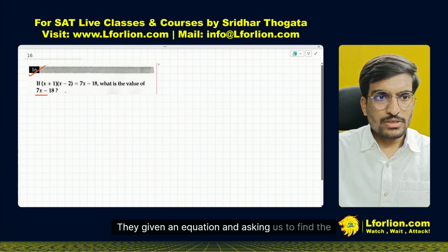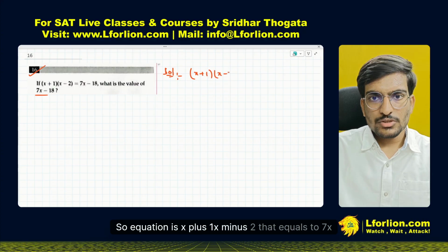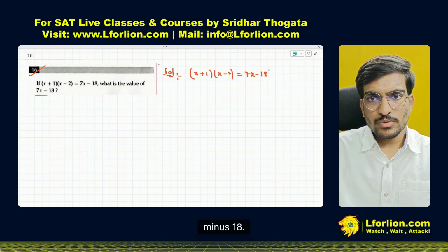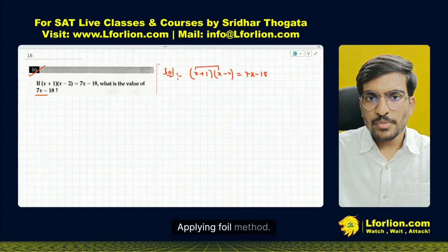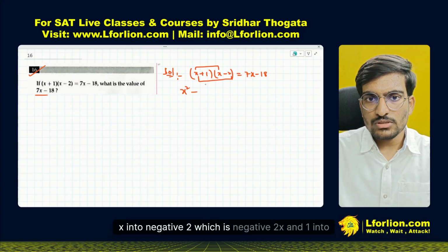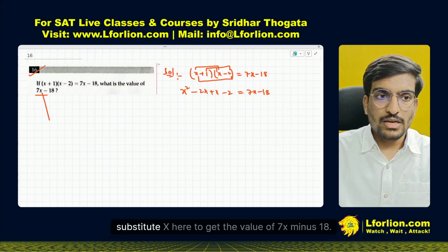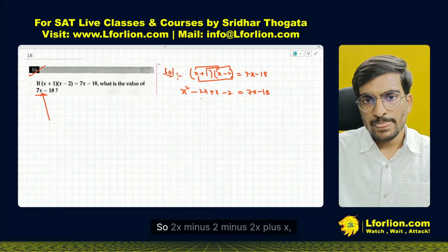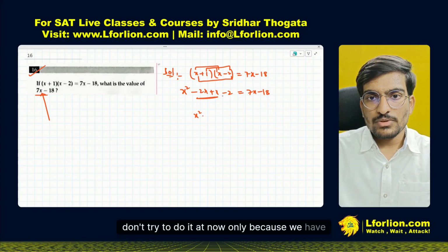Question 16. They give an equation and ask us to find the value of 7x minus 18. The equation is x plus 1 times x minus 2 equals 7x minus 18. The only option left is to expand it, applying the FOIL method first. X square, outer part negative 2x, inner part positive x, and then 1 into negative 2, which is negative 2, that equals 7x minus 18. So this way we can get the value of x and substitute it to get the value of 7x minus 18. Don't simplify the x terms yet because we have some other x terms here.